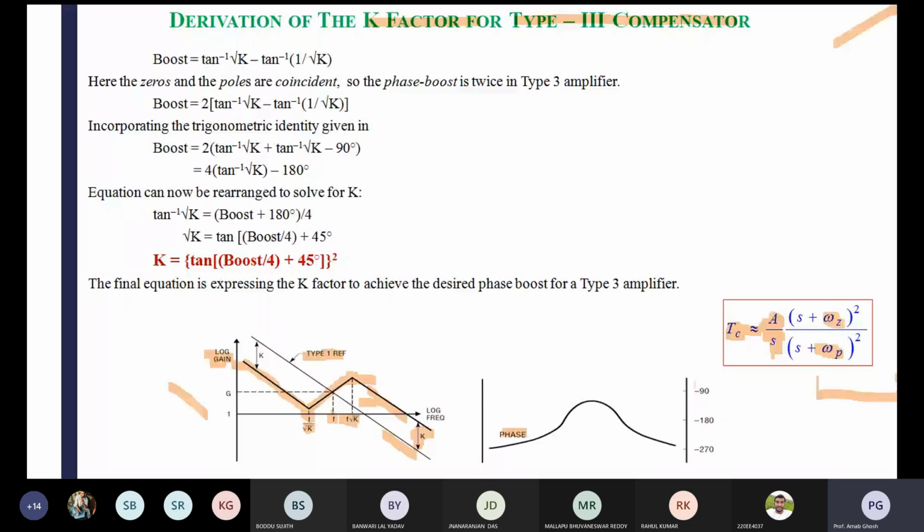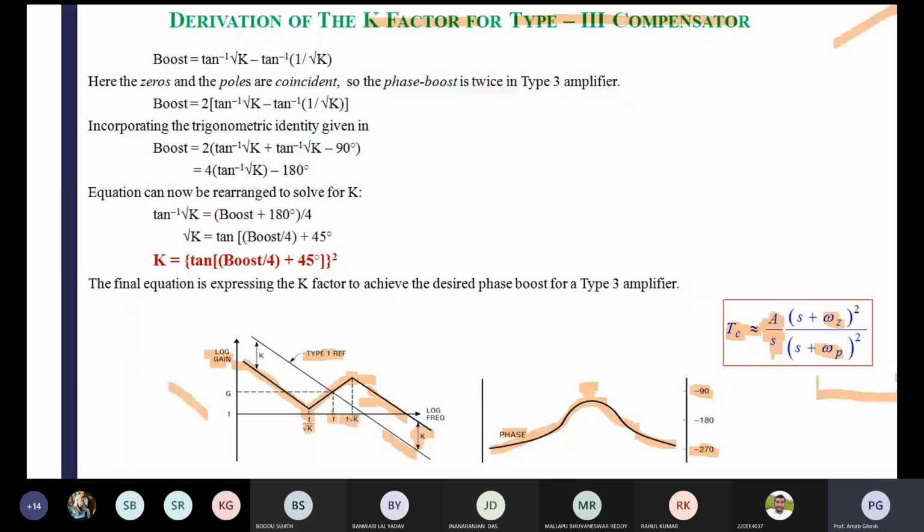It starts from here, then tries to rise up to that position, and then again comes back to a value nearer to minus 90 degrees. That's why the maximum 180 degree phase lead is possible. Phase boost is possible in the type 3 compensator. So what is your phase boost? Your phase boost value is tan inverse root k minus tan inverse 1 by root k.